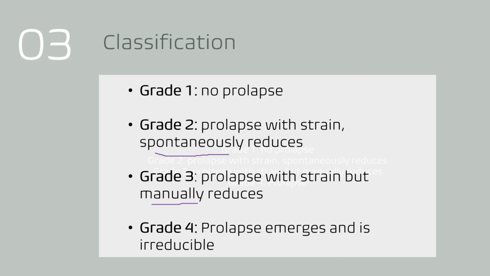Now, grade 4 hemorrhoid is defined as a prolapsed hemorrhoid, which is irreducible. So the hemorrhoid bulges out of the anal canal and cannot be pushed back in.